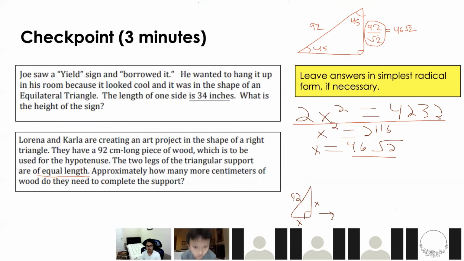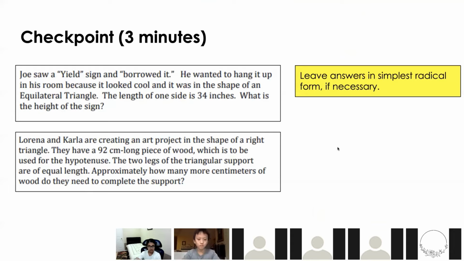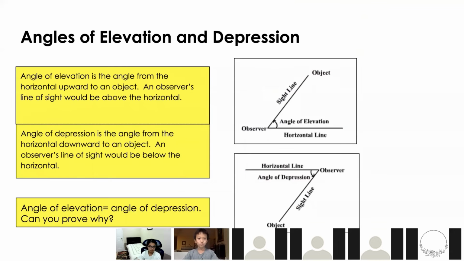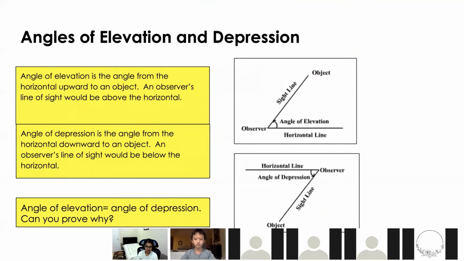Okay, no. So let's move on. These are angles of elevation and depression. This isn't much math. It's just definitions, because in some problems they use these terms. An angle of elevation is the angle from the horizontal upward to an object. So right here is the diagram.